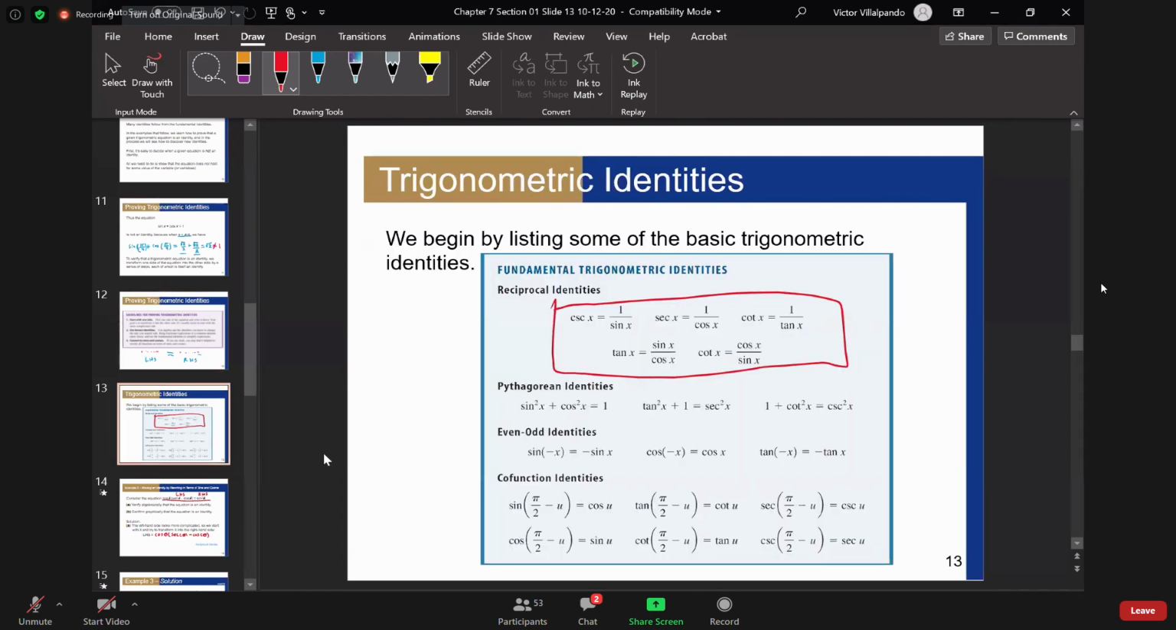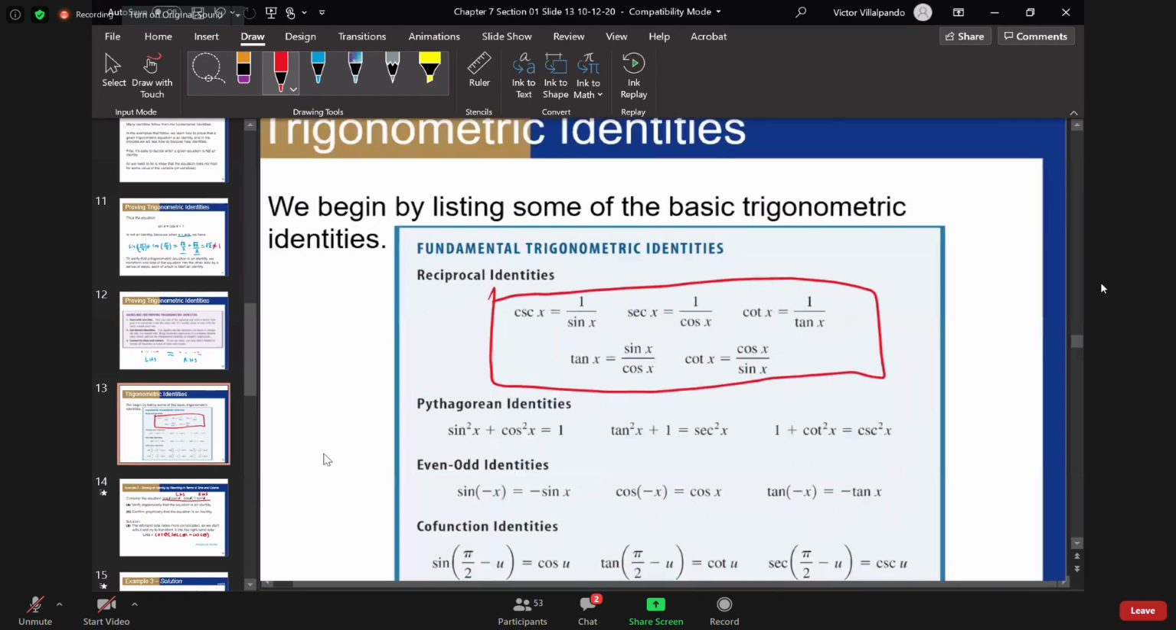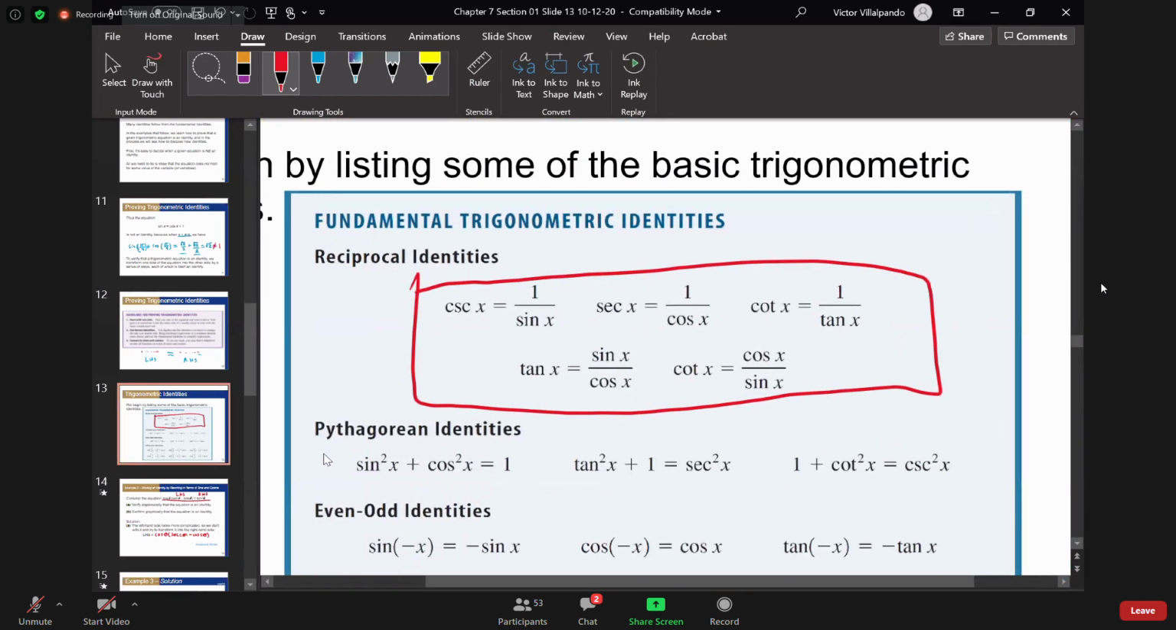So we have secant. Which one does it look like? How am I going to rewrite secant? What is secant equal to right here? I'm going to even help you out.